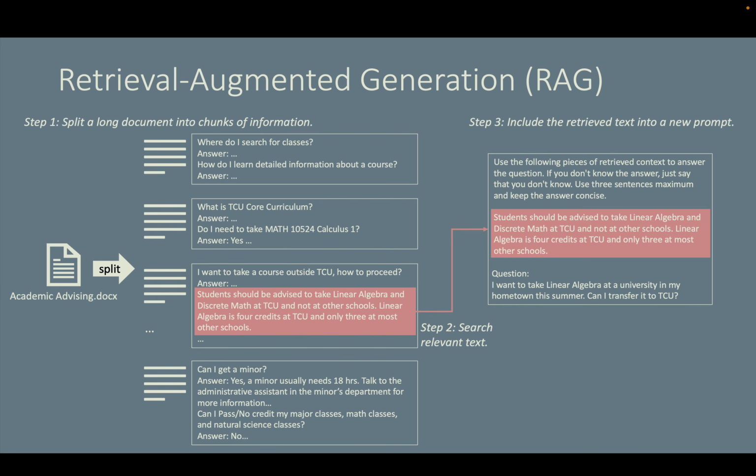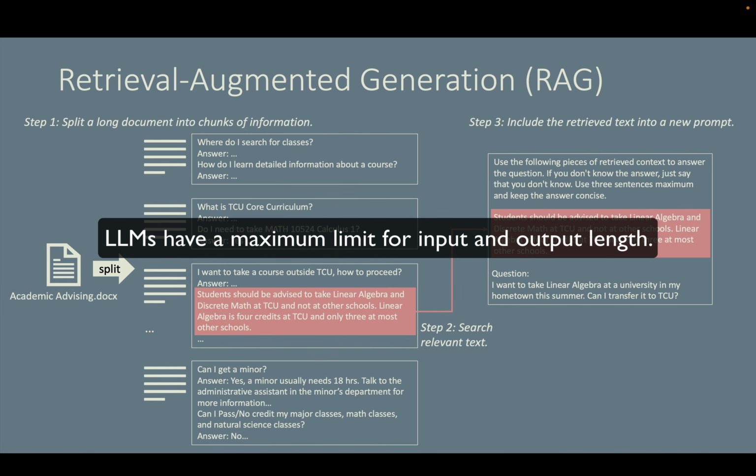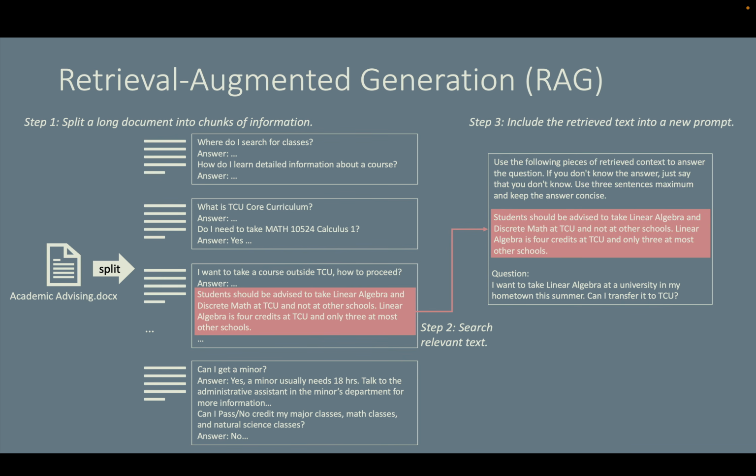Recall from our first workshop the limitations of prompt input length for large language models. So this is really the motivation behind RAG. Instead of including an entire long document, RAG selectively pulls only the most relevant information. For example, there is really no need to include information about how to get a minor when answering a question about transfer credits, right? So this process, known as Retrieval-Augmented Generation or RAG, allows us to generate a response by augmenting the model's prompt with only the necessary retrieved information from a very long document.